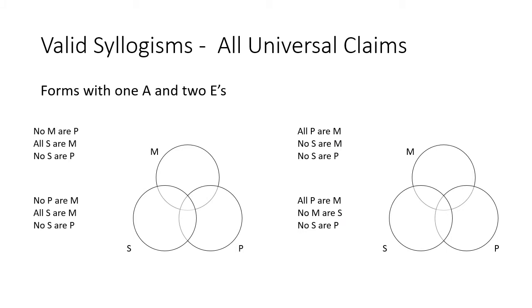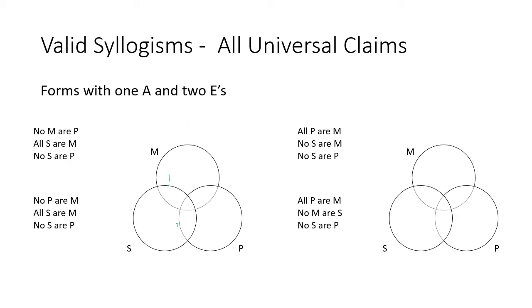Okay, so there are 4 forms that have as a conclusion a universal negative, and that is when you have one A claim and one E claim. So a universal affirmative and a universal negative together can get you a universal negative. What's interesting though is that there are 4 forms where this happens, but there are only 2 Venn diagrams for these forms. So I'm going to talk a little bit about why you get the same Venn diagram picture for different forms. Let's start over here on the left.